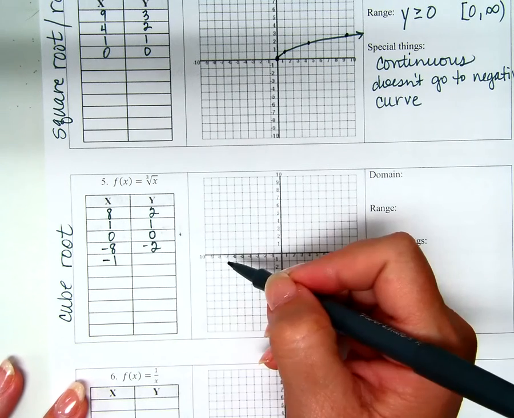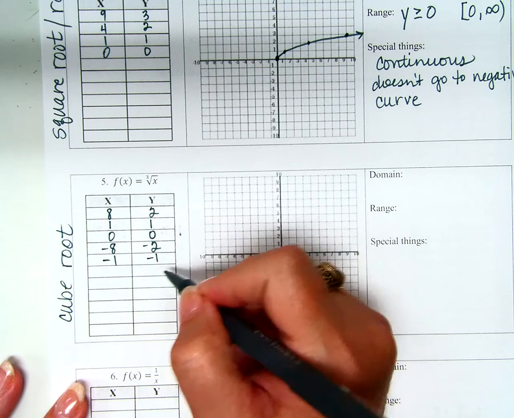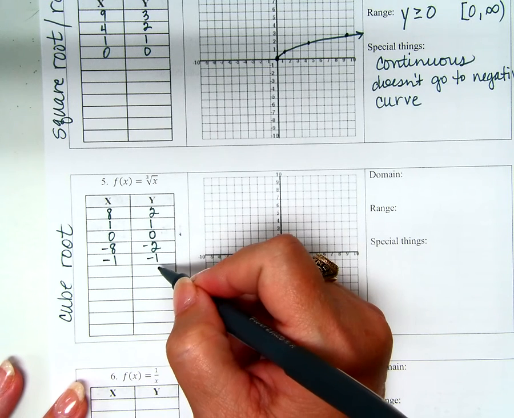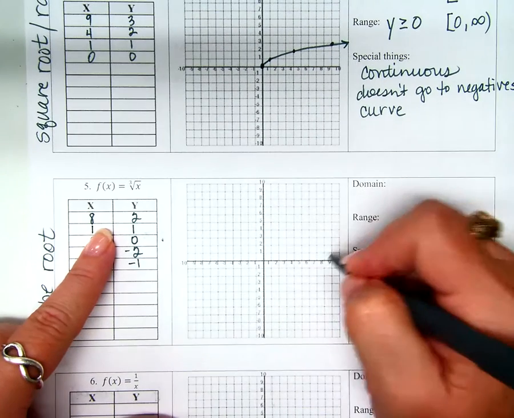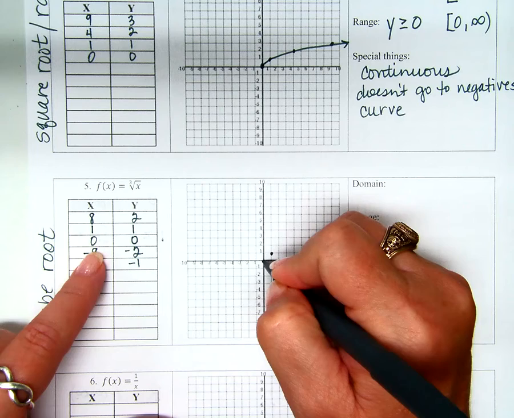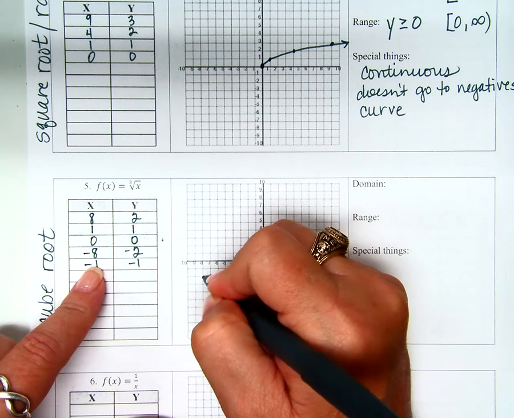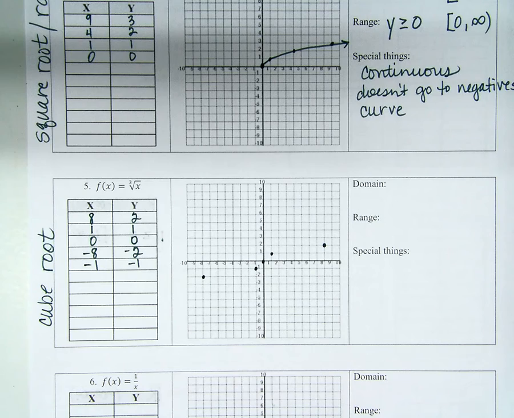Negative 1. We absolutely could put negative 27, couldn't we? And what would that give me right here? Negative 3. Okay. So let's plot these points real quick. 8 and 2. 1 and 1. 0. Negative 8. Negative 2. 1. Can I connect them?